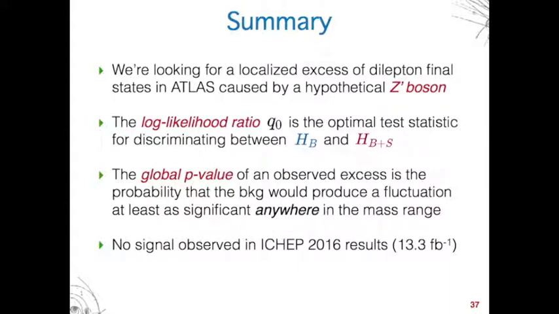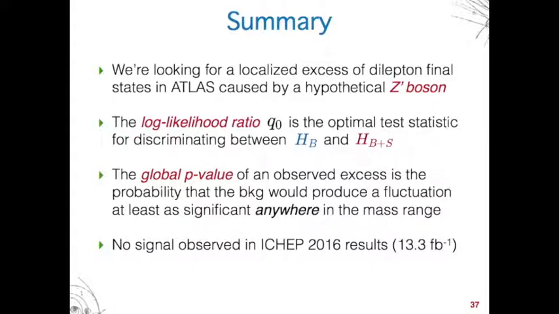In summary, I've told you that we're looking for a localized excess of dilepton final states in ATLAS caused by a hypothetical Z prime boson. Now, we also talked about how we can distinguish between the background-only and background-plus-signal hypotheses. And I talked about the log likelihood ratio. This is, again, the optimal test statistic for discriminating between these two hypotheses. We also talked about the look elsewhere effect and how the global p-value of an observed excess is the probability that the background would produce a fluctuation anywhere in the mass range that's as significant or more significant than the one that you report from data.